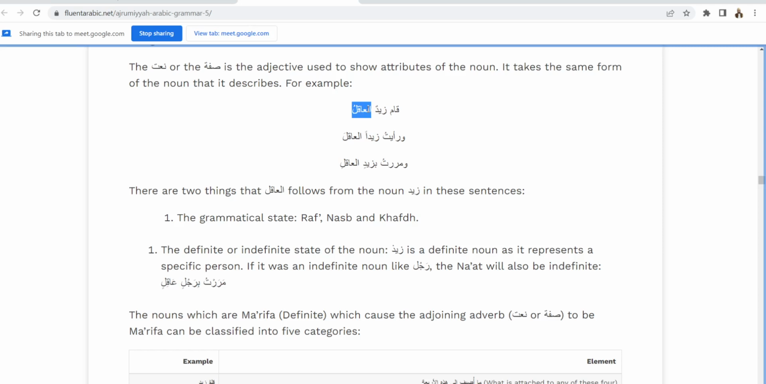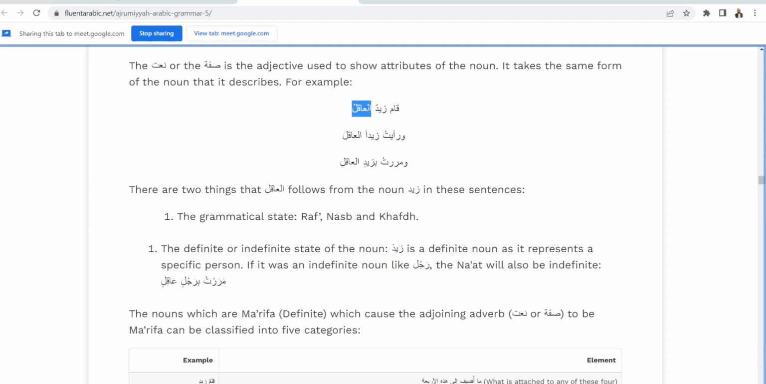But on the other hand, if I say قام رجل عاقل, look here. We have left out the definite sign, which is alif and lam. Why? Because the described is indefinite. It's not defined.